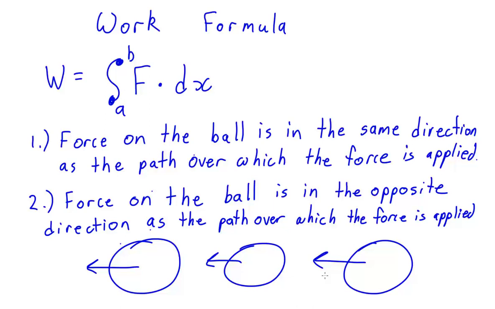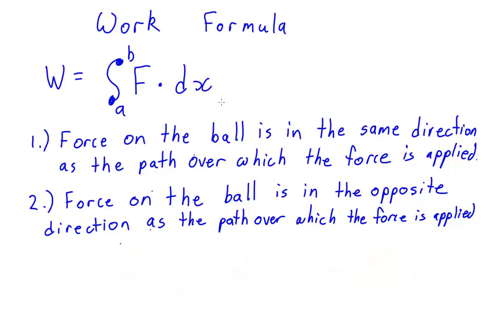And so, that means that the force is actually in the opposite direction to which the ball is moving, or the force is in the opposite direction to the path over which the force is applied. And so in that particular case, F and dx are in opposite directions, and this will result in negative work being done, and the kinetic energy of the ball will decrease.